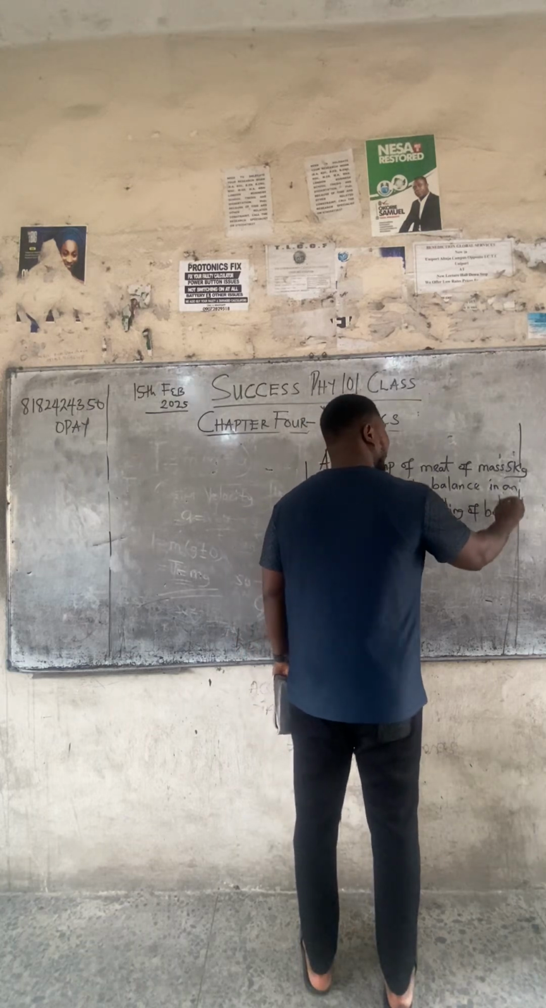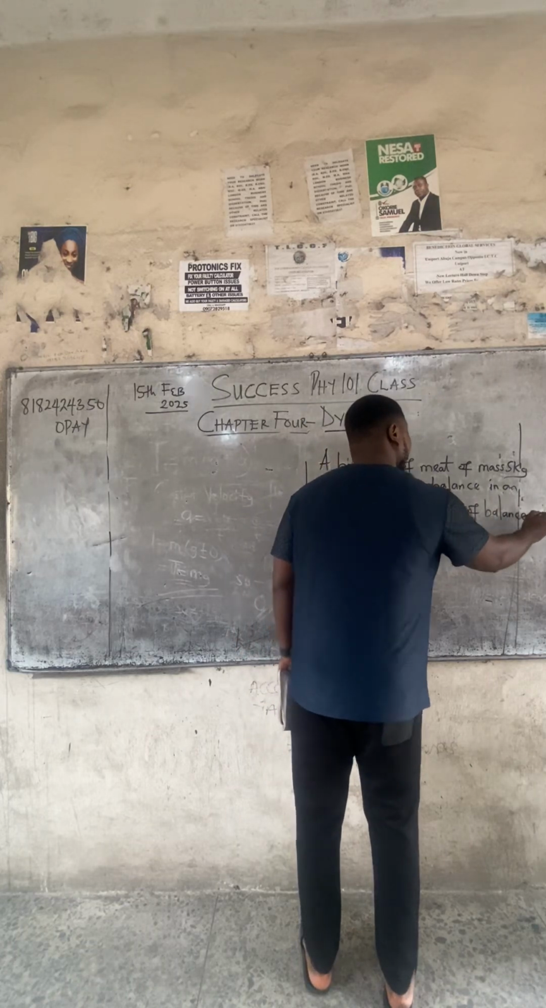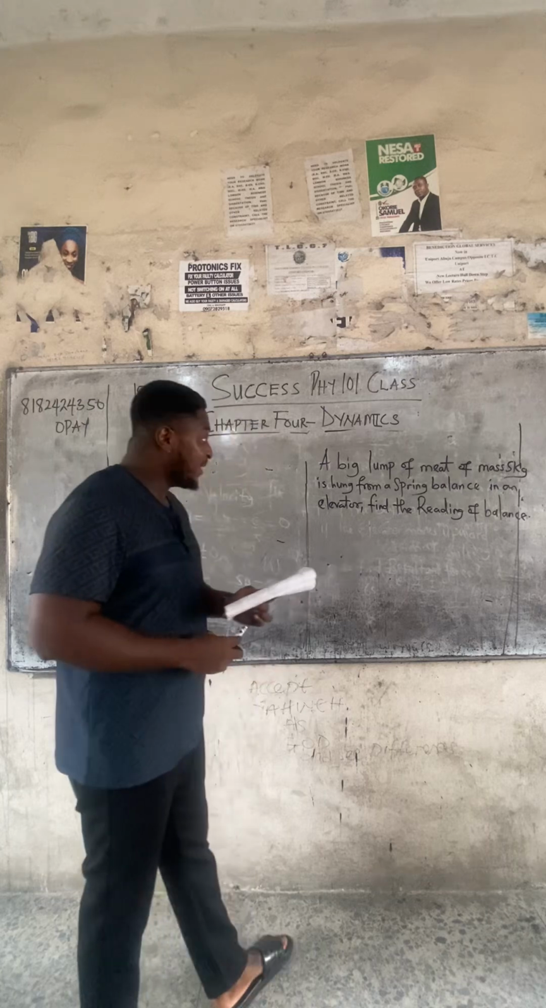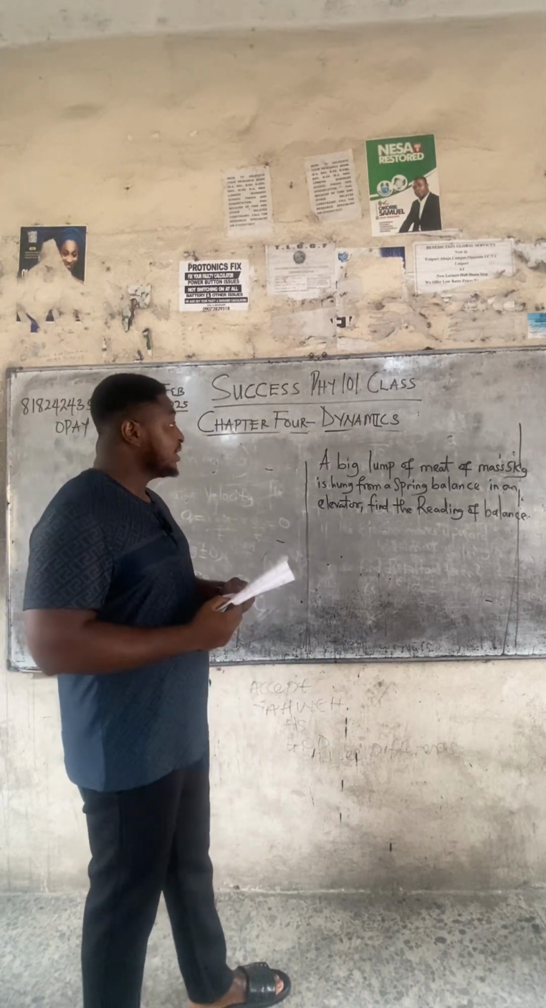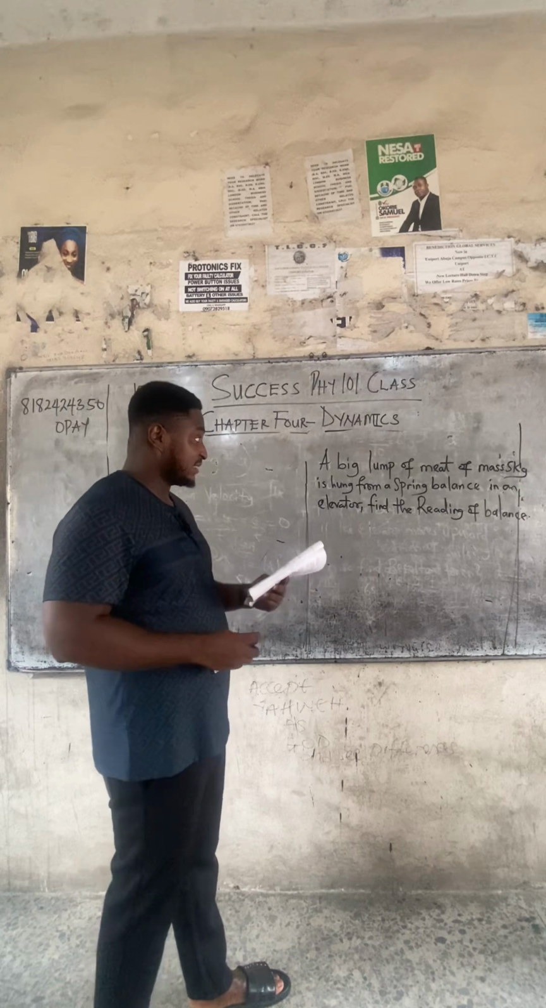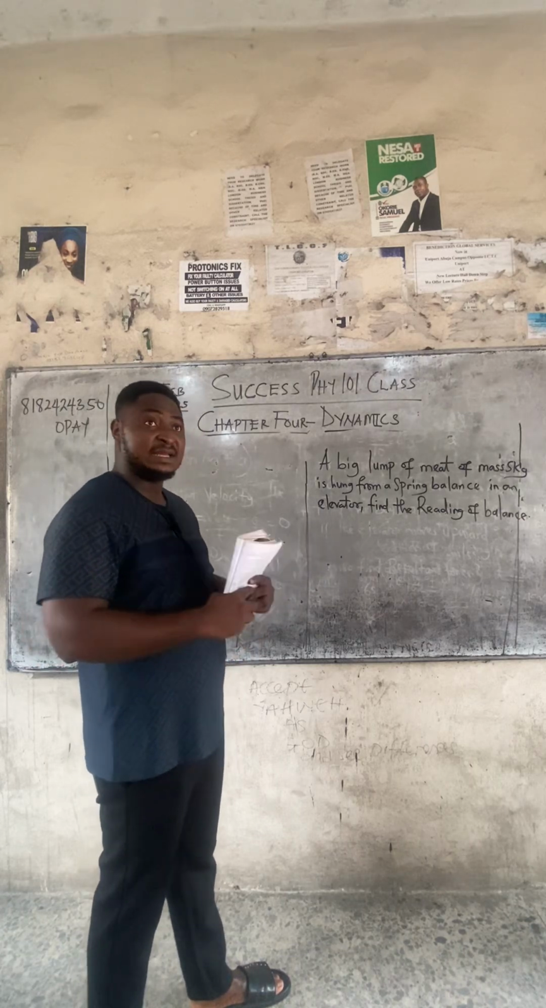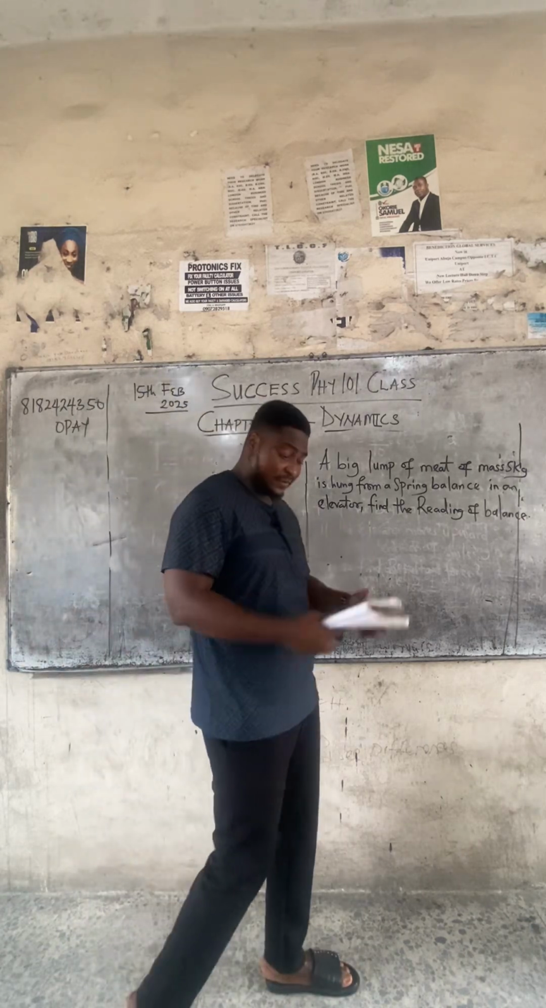Find the reading of the balance. A big lump of meat of mass 5 kg is hung from a spring balance in an elevator. Find the reading of the balance.